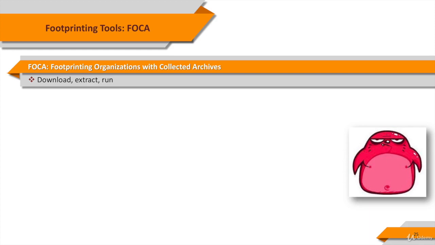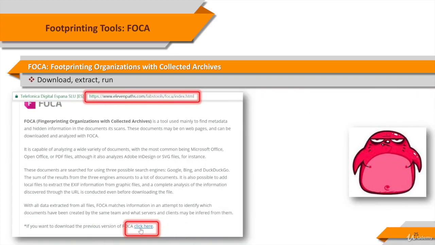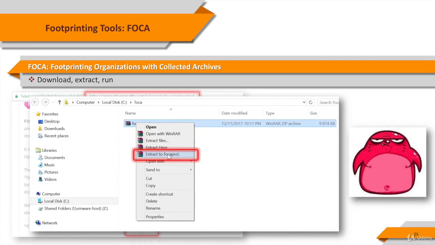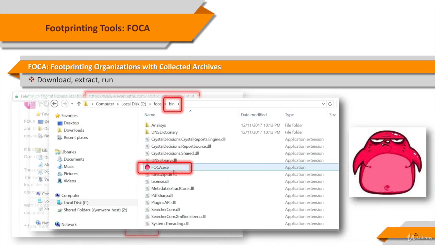Here's how you can download and install FOCA. You can download FOCA from the 11 Paths website that is seen on this slide. FOCA is open source. You can download all the sources as well as the executable binary from github.com/11paths/FOCA. However, this version requires SQL Server Express installed on the host machine, so I prefer to download and use the previous version of FOCA, which requires .NET Framework version 3.5 only. It's a portable version, so you don't need to install it. Download the zip file, extract it, go to the bin folder, and run the foca.exe file.